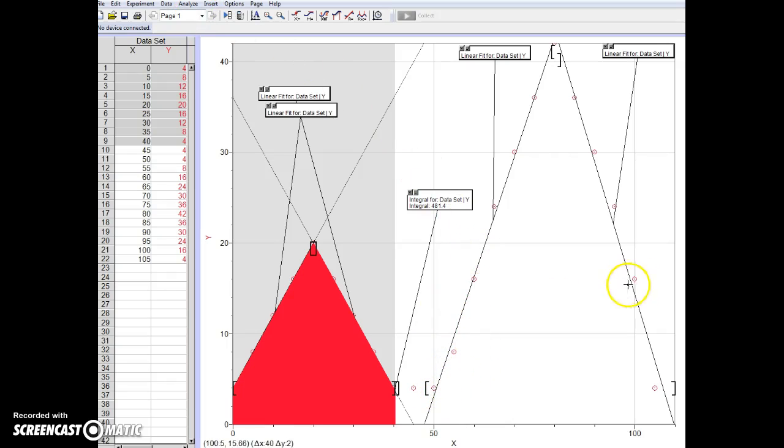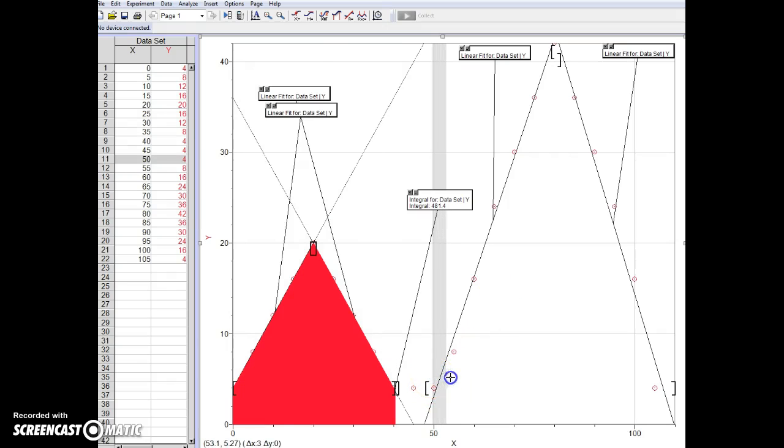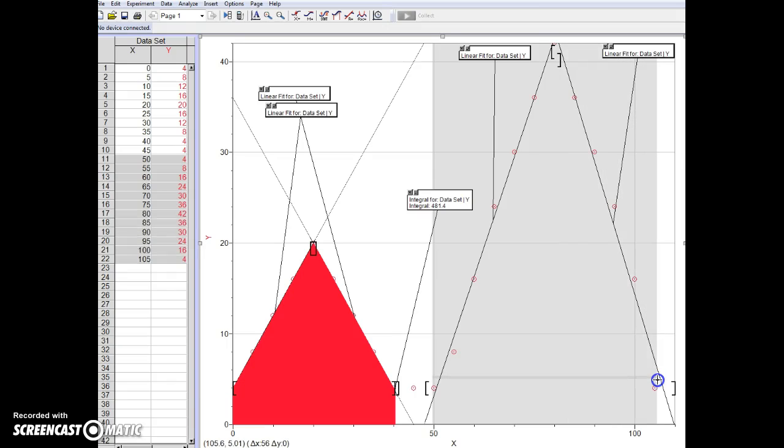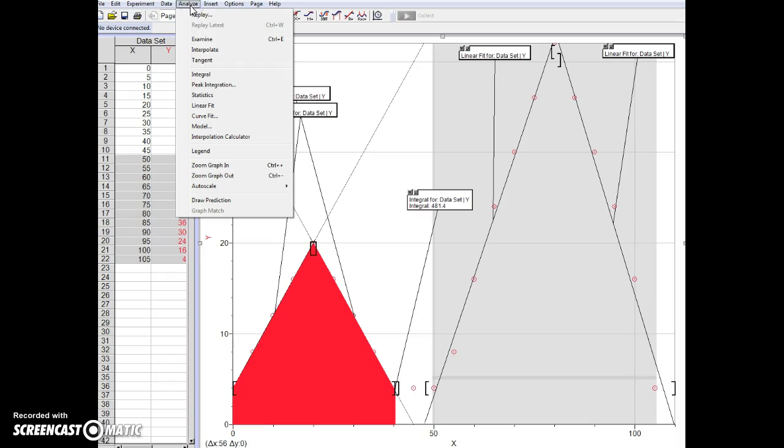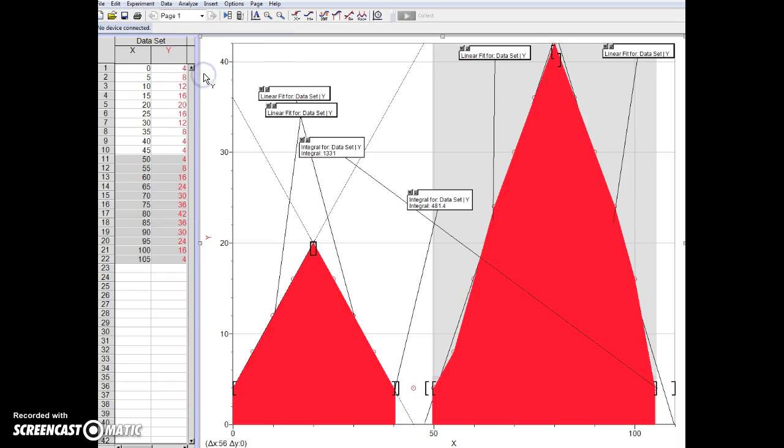Let's try it again with this larger mountain of data. Again, we start here and we go over to the point where we want to end our data analysis, and we click on Analyze and Integral, and it comes up: the integral for the data set is 1331. You can do this for pretty much any curve that you generate.